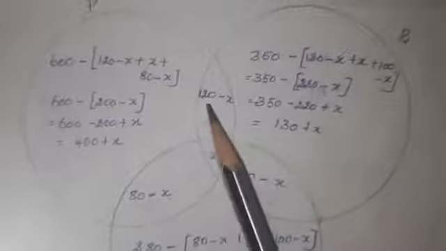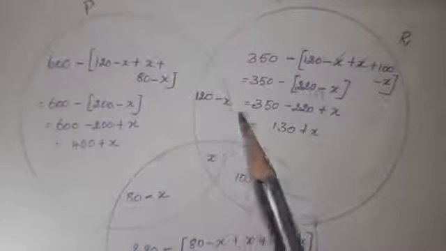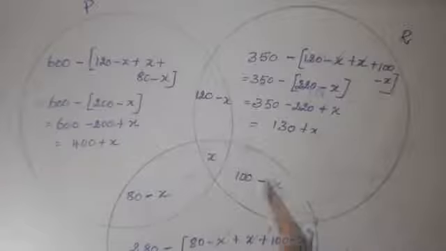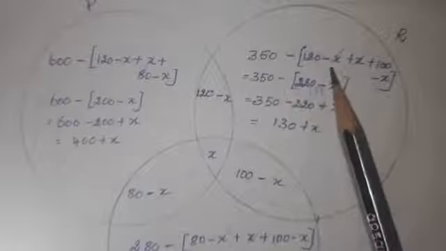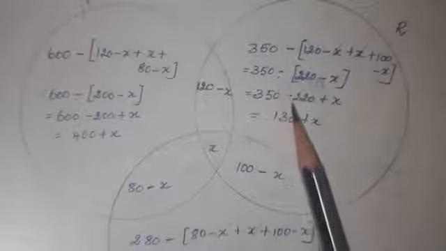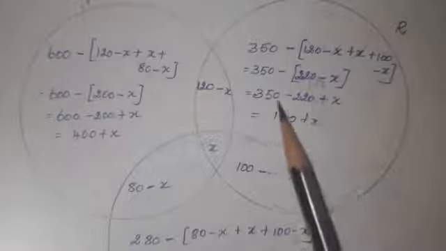Come to the ragi set, likewise the same model. Here 120 minus X plus 100 minus X. Here written, that should be subtracted here. Minus X plus X get cancelled. 120 plus 100, it is 220 minus X. This minus take inside the bracket, it will come as minus 220 plus X. 350 minus 220, 130 plus X.